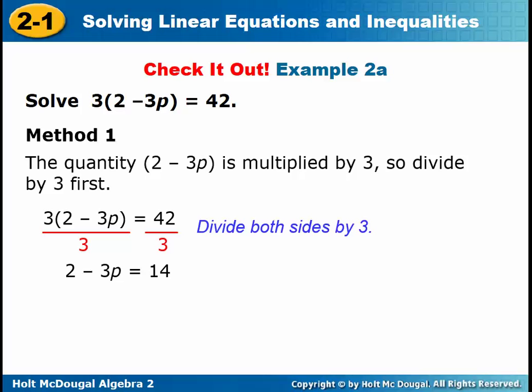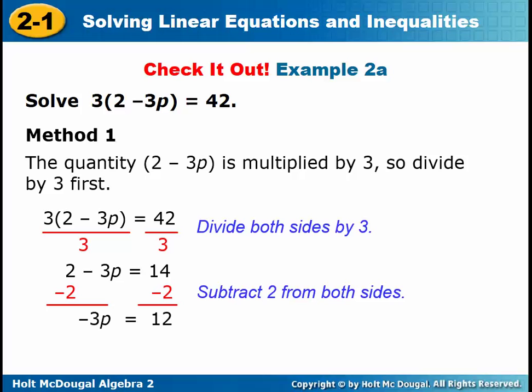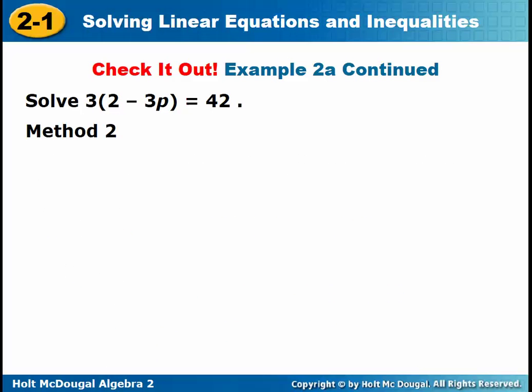So if you recognize that 42 divided by 3 would be 14 and you'd get a smaller problem to work with, you could do that. Otherwise, you can do the distributive property first. So don't do both. Don't divide by 3 and distribute the 3. So in this method, we get that p is equal to -4, and then we would check that.